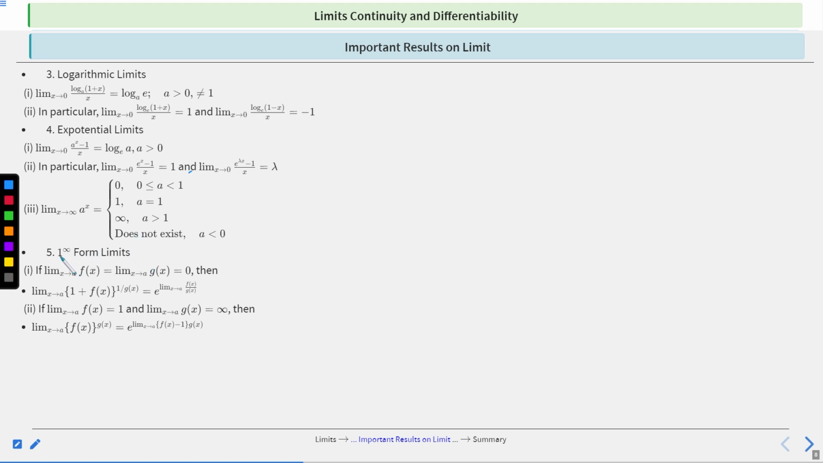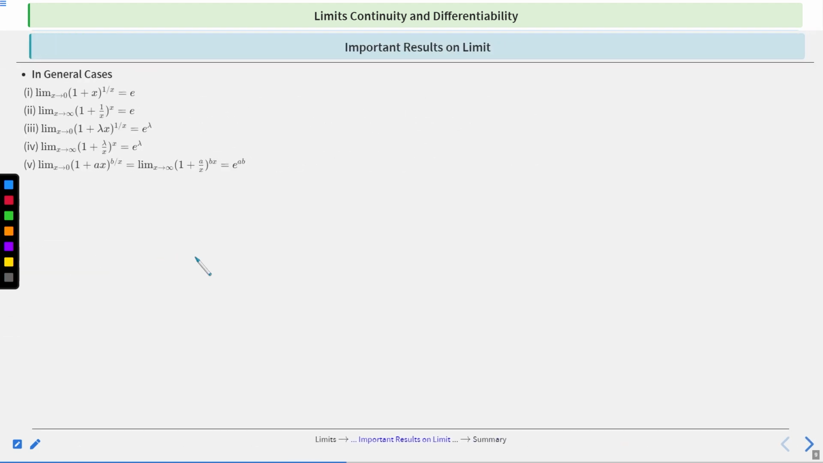Next, fifth, 1 to the power infinity form limits. If limit x tending to a f(x) is equal to limit x tending to a g(x) is equal to 0, then limit x tending to a (1 + f(x))^(1/g(x)) is equal to e^(limit x tending to a f(x)/g(x)), right? Also, if limit x tending to a f(x) is equal to 1 and limit x tending to a g(x) is equal to infinity, then limit x tending to a f(x)^g(x) is e to the power limit x tending to a (f(x) - 1) times g(x), right? So you have to remember these results.